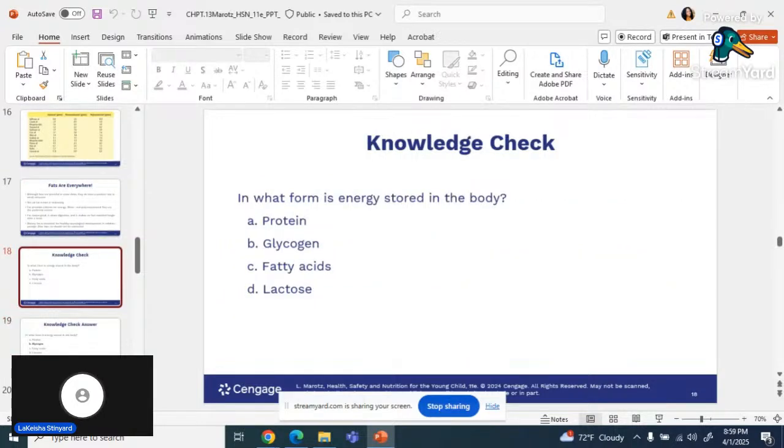A knowledge fact. In what form is energy stored in your body? Is it protein, glycogen, fatty acids, or lactose?